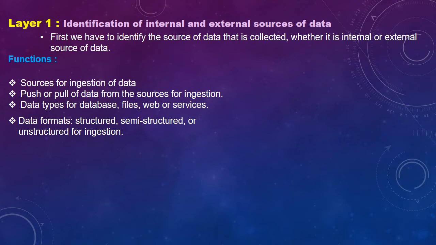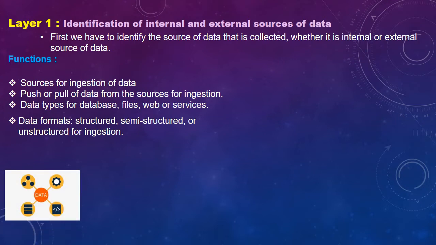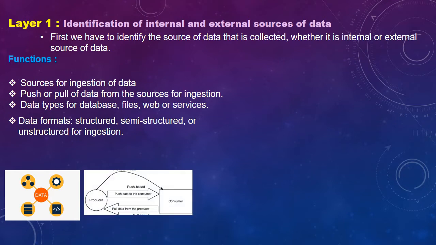Now, functions of layer 1. First one, sources for ingestion of data. When data is collected, before ingestion of that data, we have to identify the source of that data, whether it is internal or external. Accordingly, we have to perform the operation. Next, push or pull of data from the source of ingestion. Here, consider the amount of data needed at ingestion layer 2, and then either push from layer 1 or pull by layer 2 as per the mechanism for the usage.